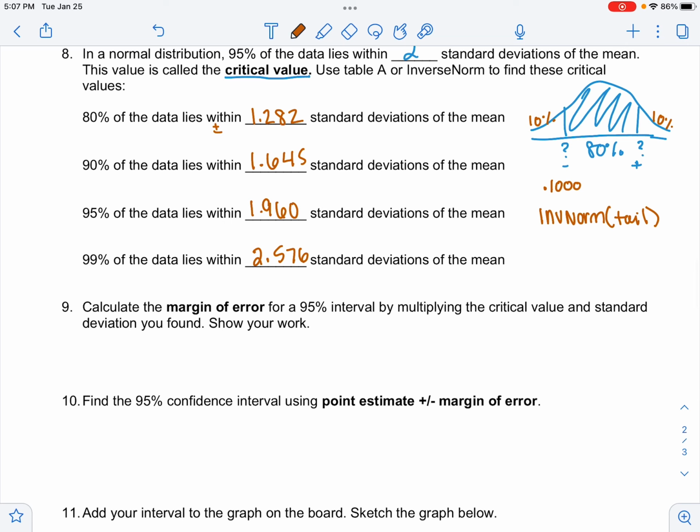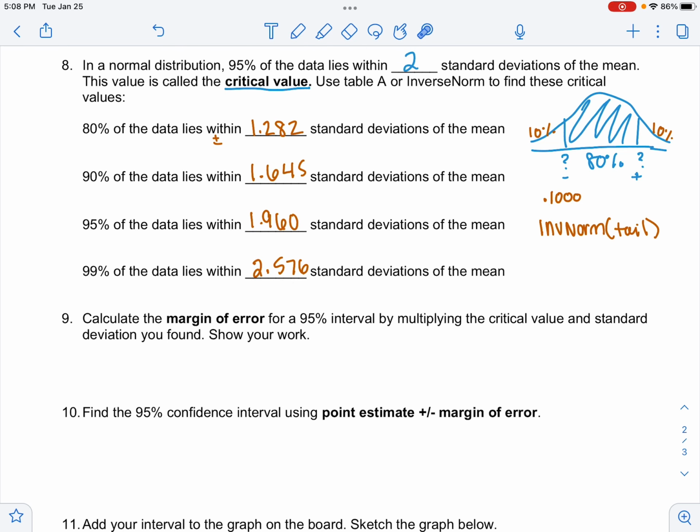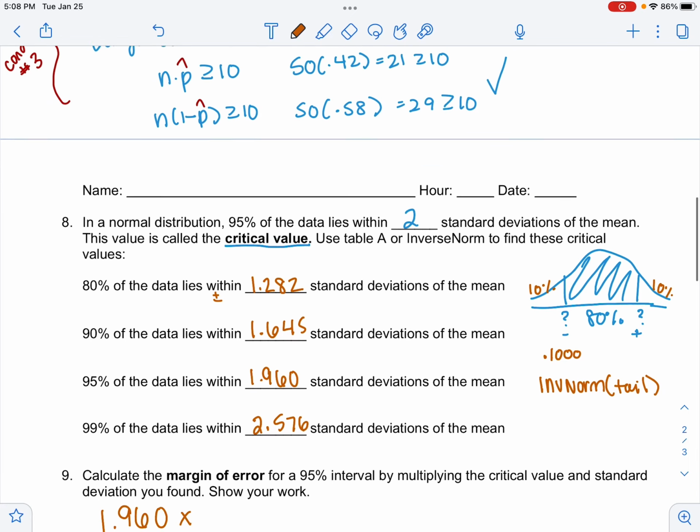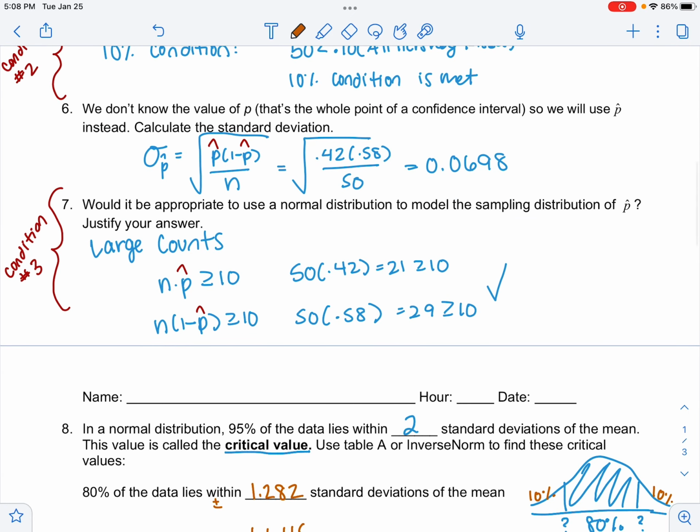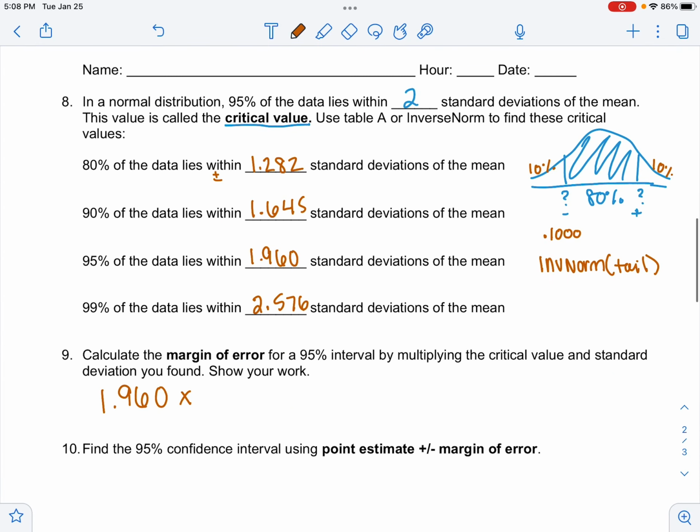All right, so we're going to calculate the margin of error for a 95% interval by multiplying the critical value and standard deviation. So we are going to take the critical value for 95, which comes from right here. So critical value is 1.960, and we're going to multiply it by our standard deviation that we found. And now yours is a little bit different. Keep using your own. I found 0.0698. And for me, I got 0.137.